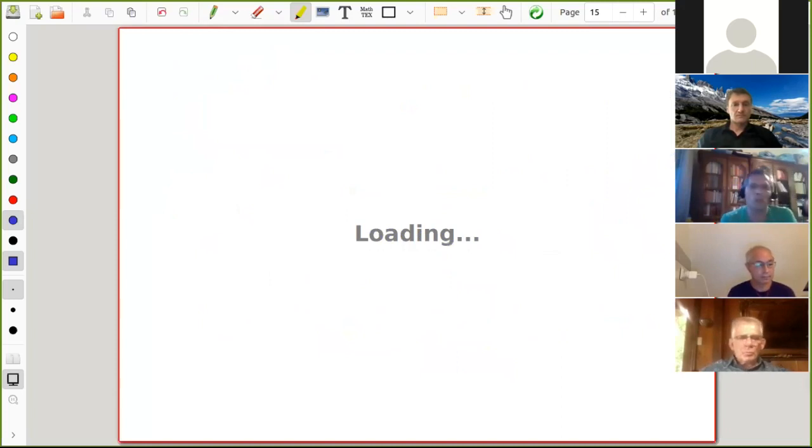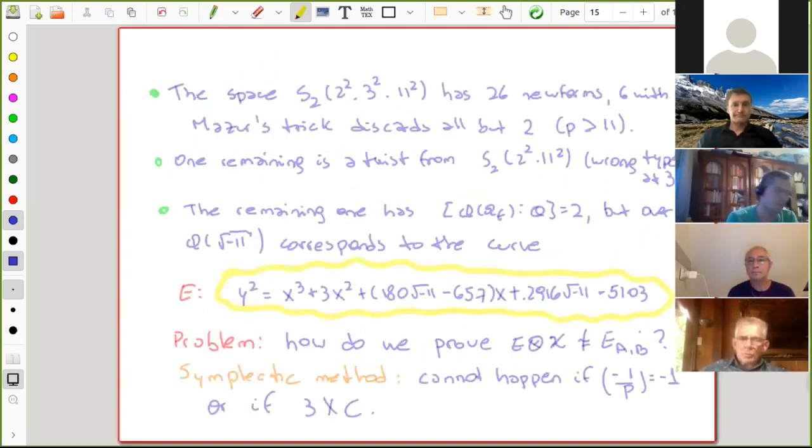So if you try to compute forms for the second space, then the situation is the following. You have 26 newforms, 6 have complex multiplication, so you can just get rid of them. And Mazur's trick works for all of them, but there are 2 remaining ones. Okay, and when you have some remaining form, you cannot prove anything. It's not that you got at least a partial result. You cannot say anything at all.